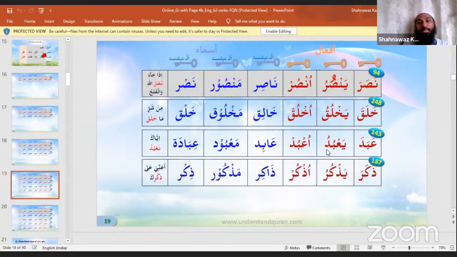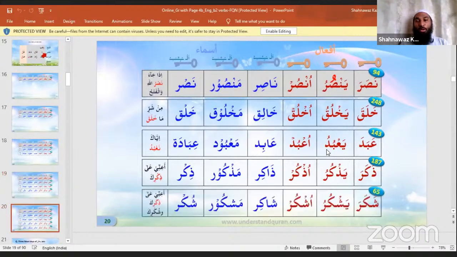Abada ya'budu. Then zakara. Zakara yadhkuru udhkur. Zakir, madhkur, dhikr. Allahumma a'inni ala dhikrika wa shukrika wa husna ibadatik. That is a dua that we make, and this is the dua we have seen that was taught by the Prophet sallallahu alaihi wasallam to Mu'adh ibn Jabal, and before that he said, "Oh Mu'adh, I love you," and then he taught him this particular dua. Whenever we are reciting it after the salah, we should remember the love that Prophet sallallahu alaihi wasallam had for Mu'adh ibn Jabal, because of which he taught him this dua.